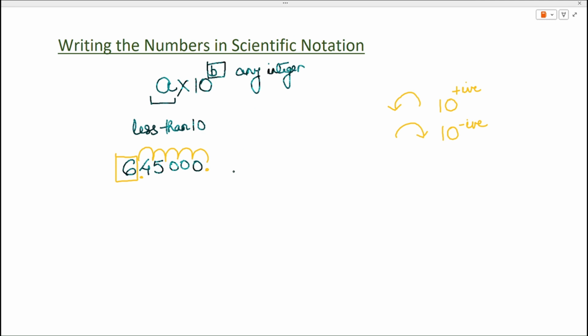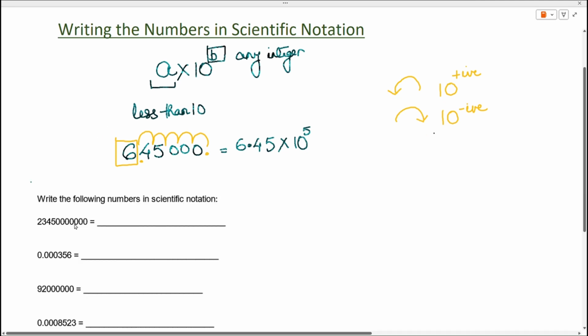So for this one, the scientific notation is going to be 6.45, and the zeros we don't need to mention, multiplied by 10 raised to the power of 5, just because the decimal moved 5 digits onto the left. Now let us try a few more examples and get a better idea of this concept. The question over here says, write the following numbers in scientific notation. And the number is quite big.